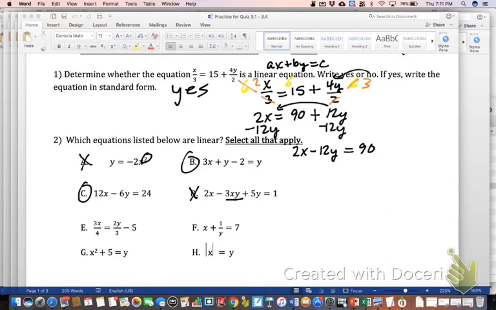E is just like the one we just did. It can be converted to standard form, so it's linear. F is not going to be linear, thanks to that y in the denominator. G won't be, thanks to that exponent. And finally, H won't be, thanks to that absolute value.